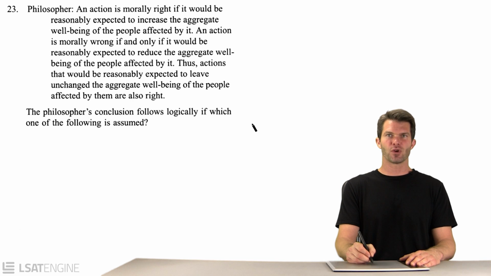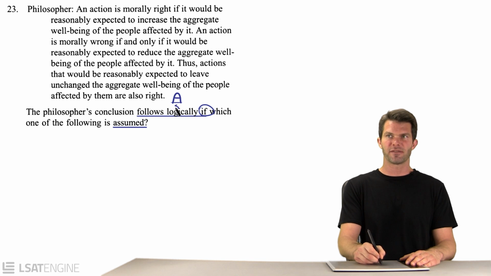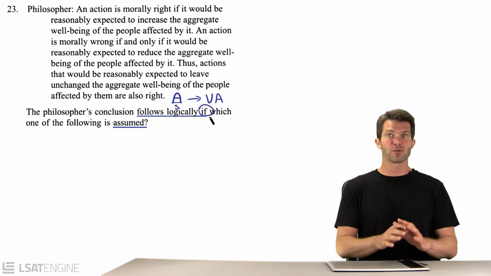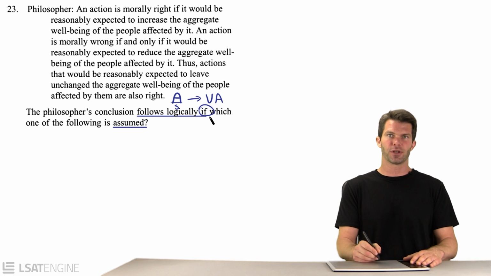This is a sufficient assumption question. We can tell because if we have the assumption, then the conclusion follows logically. So the assumption is literally sufficient to guarantee that we have a valid argument. It's got to guarantee our conclusion. So we want to find the conclusion and the premises and link them up with a linking assumption, and then state that linking assumption so strongly that it guarantees the conclusion.